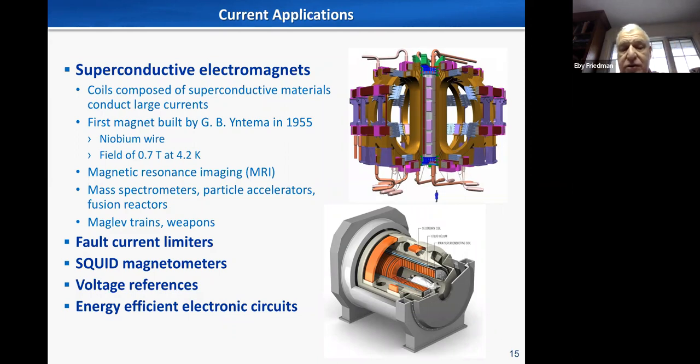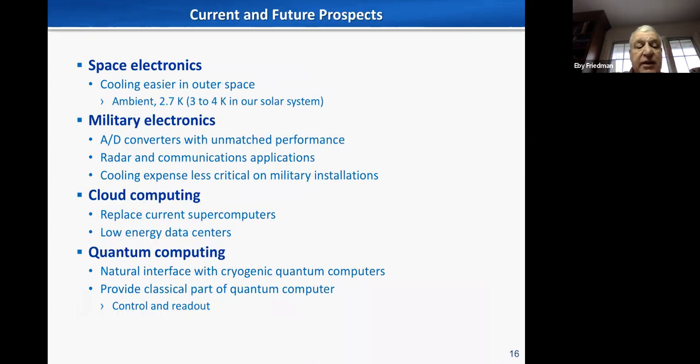Electromagnets, you've heard of superconductive trains and things of that sort. SQUID magnetometers. Voltage references are very common. The ultimate voltage reference is a superconductive device. There are companies that make a lot of money producing voltage references. And then there's an application which we call energy efficient electronic circuits, which of course is my interest.